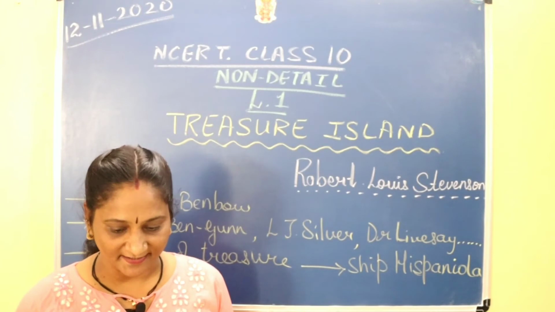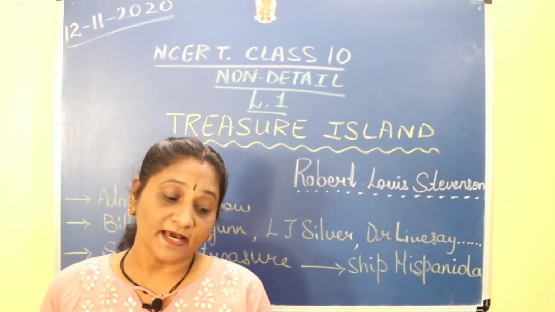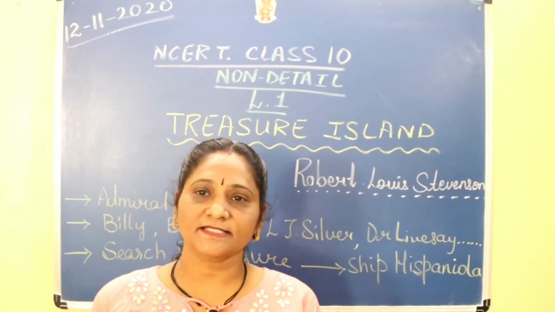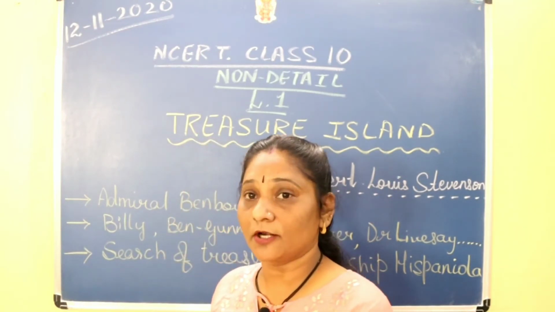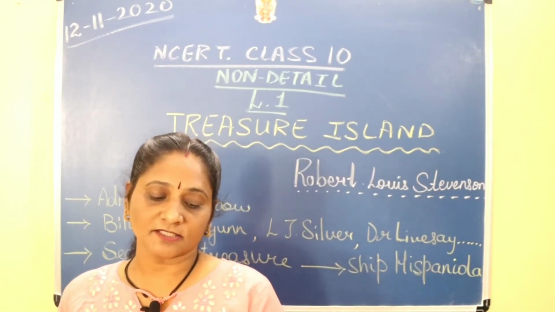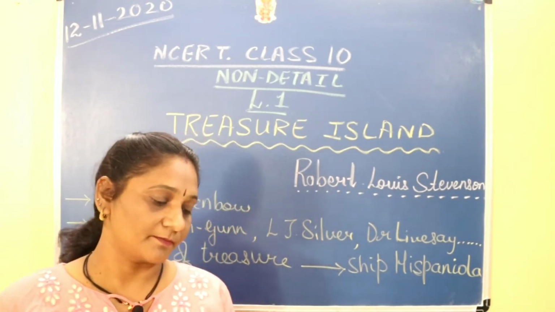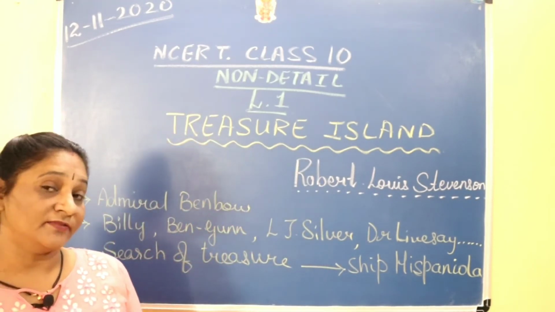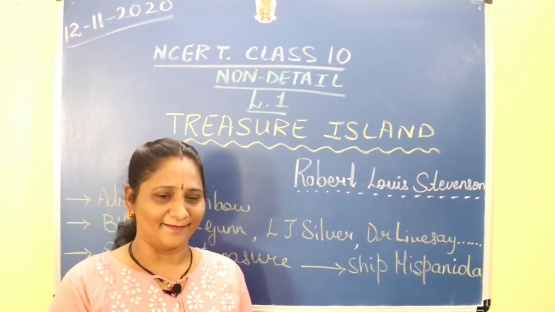Coming to page number 121, Jim and Ben Gunn were surprised by the sound of a distant cannon fire. Jim now told Ben Gunn about Long John Silver and the retreated pirates. Jim asks Ben Gunn to go and find the other loyal people who were their friends. Ben Gunn refused by shaking his head.